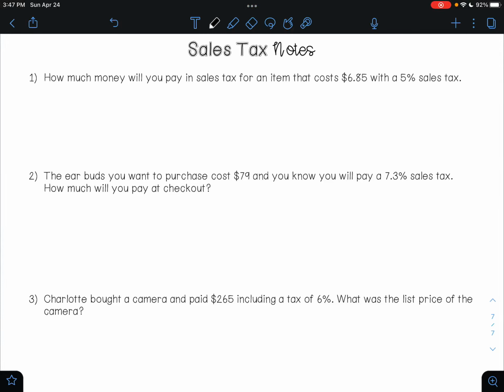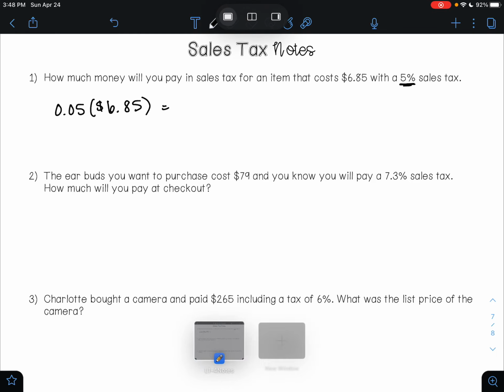In this video, we're going to talk about sales tax. How much money will you pay in sales tax for an item that costs $6.85 with a 5% sales tax? First thing I want to do is convert 5% to a decimal. And so when I do that, I get 0.05. And then I want to multiply that by the amount that we're paying, so $6.85.